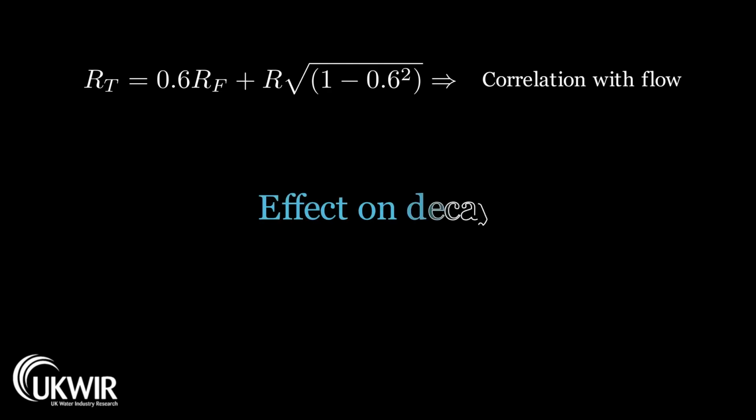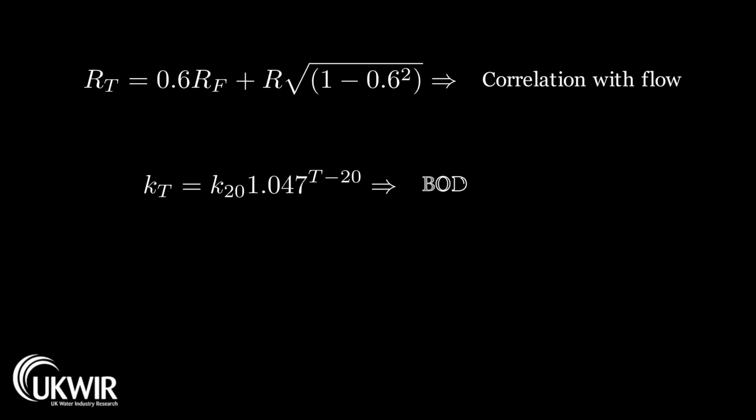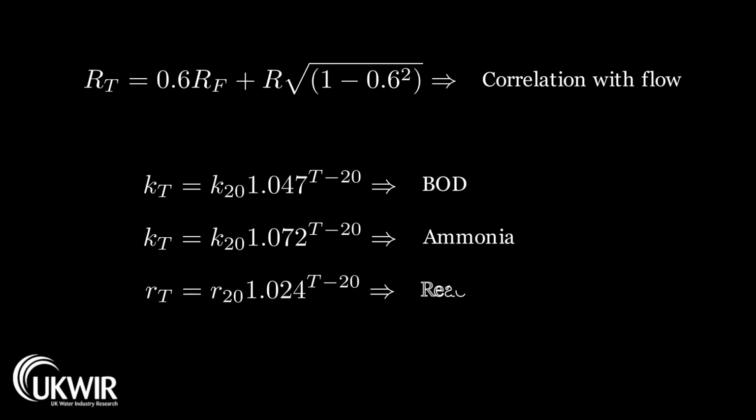This adjusted temperature will have an effect on the decay values used for different determinants. For example, on the screen we've got the equation for BOD, the equation for ammonia, and the equation for the reaeration. They are different, but they follow the same structure. Initially, they depend on the constant at 20 degrees, followed by a value that will affect the shape of that function, and then finally the difference between the actual temperature for that shot minus the temperature of the constant at 20 degrees.